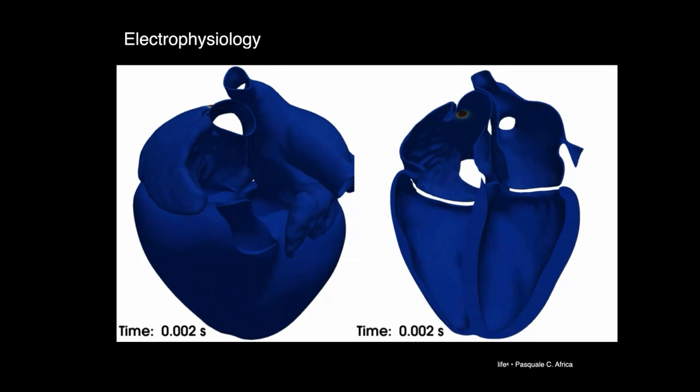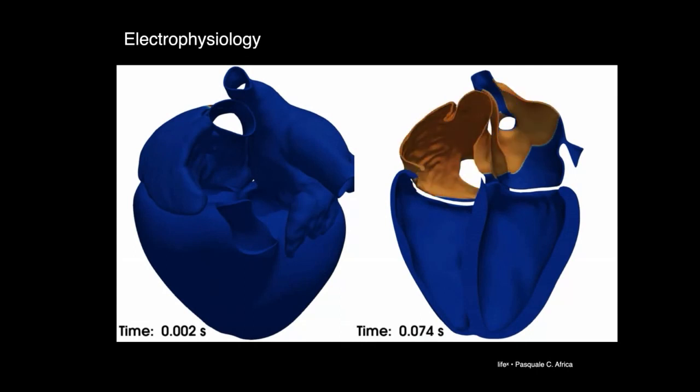Again, there's a lot of mathematics behind that. At the end, you end up with one heart, which characterizes that specific individual. And when you have these data, you have the shape and you have the fibers, then you can run your equations. You can try to solve your equations and produce results, like the one that you see here.